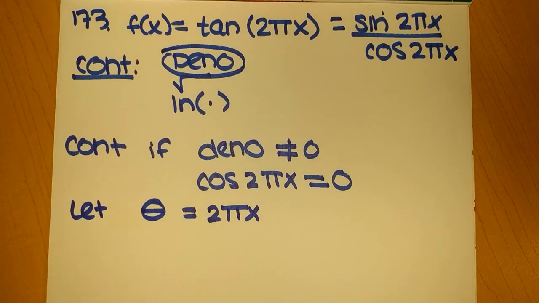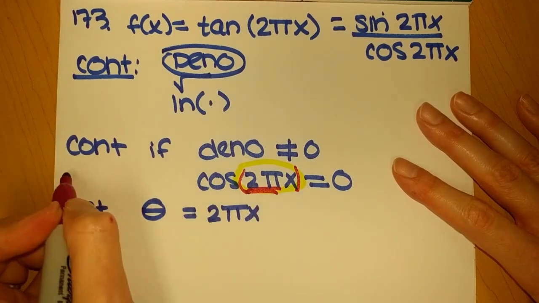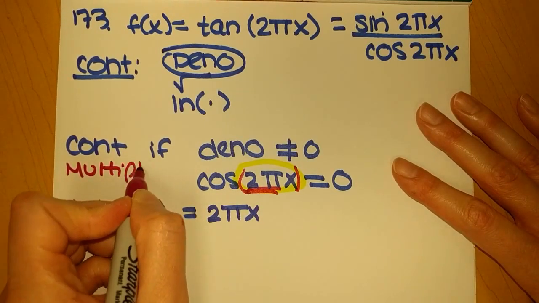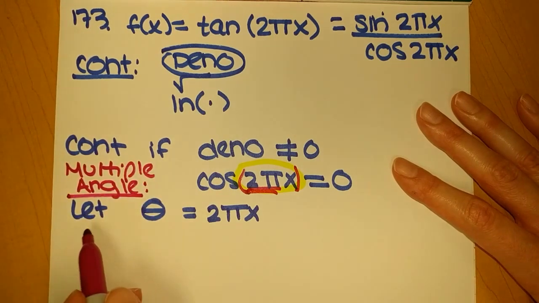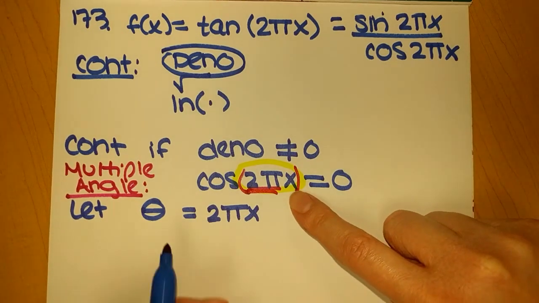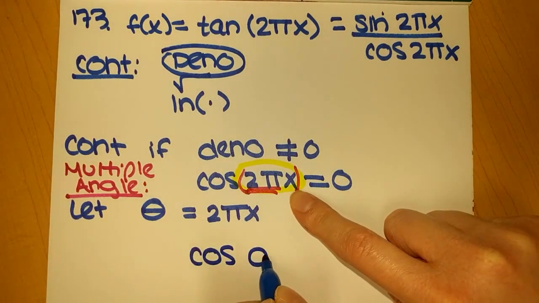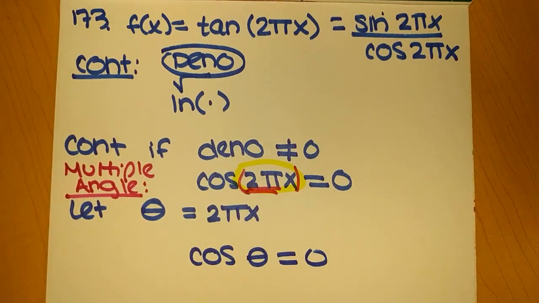And this is how we deal with this multiple angle trig equation. The 2 pi x here is not just x, it's 2 pi x, so we refer to this as a multiple angle trig equation. The way that we deal with that is we let theta be equal to 2 pi x. What that does for us is now the equation looks like cosine of theta is equal to 0. And we certainly know how to solve cosine of theta equal to 0. We just look on our unit circle for where the x coordinate is equal to 0.